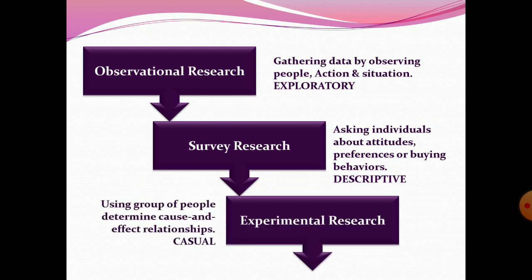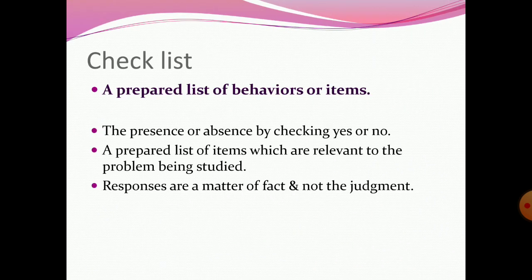In experimental research, using a group of people to determine cause and effect relationship is called causal research. In all these three types of research, we can use checklist. Then what is a checklist? It is a prepared list of behaviors or items. The presence or absence of anything is checked by marking yes or no.